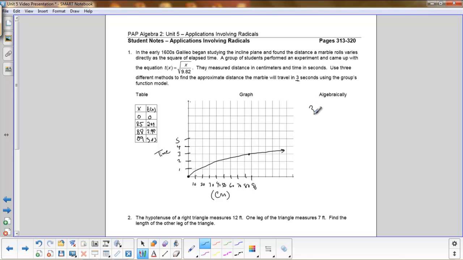Algebraically, we want to know when this equation is going to be equal to 3, so I'm going to go ahead and square both sides to begin with. 9 equals x divided by 9.82. Multiply both sides by 9.82, since there's division going on there, and that's going to give me 88.38 approximately centimeters.